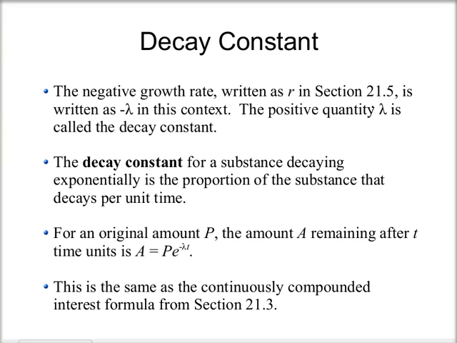So if we want a formula for the amount of a radioactive substance that's left after a certain amount of time, we can use this formula. A is equal to P, which is the original amount of the substance, times e to the negative lambda t. And this is the same as the continuously compounded interest formula from section 21.3. We've just got the negative lambda here instead of an r.